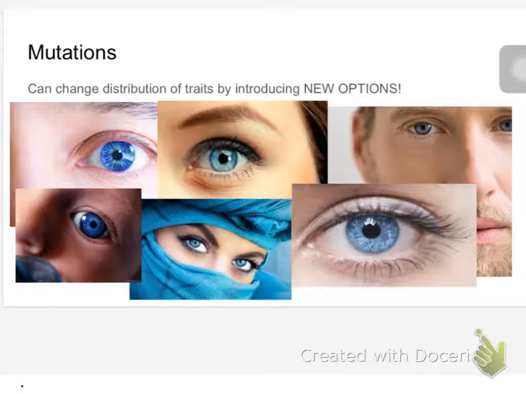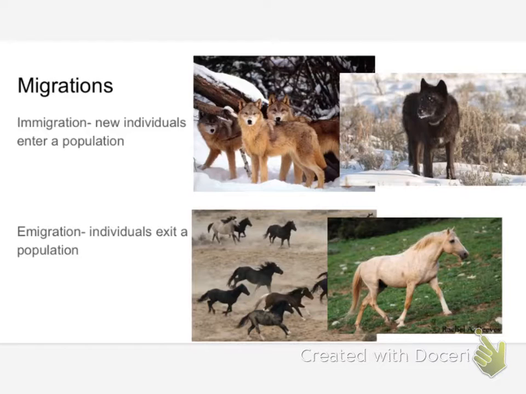We have a lot of variation in fur color in dogs. At one point in canine evolution, there were no options for fur color. There was some default color. Mutations provide new options. Immigration.